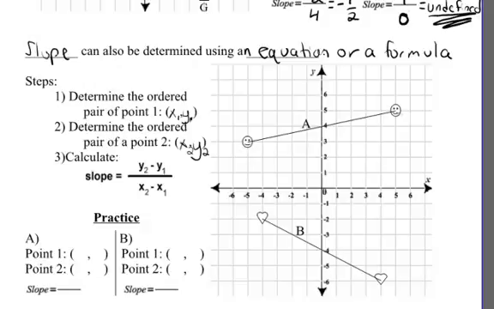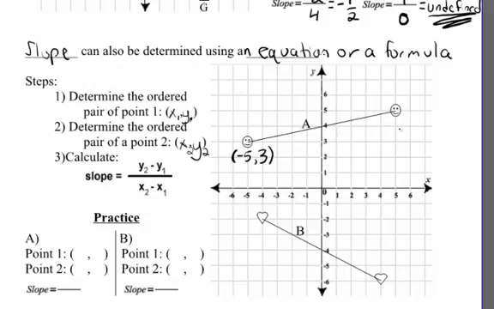For practice A, we're going to use this line segment here. And it doesn't matter which point we decide to be point 1. We can use either one. Let's try this one. Okay? So first of all, we have to find the ordered pair for this one. So it's -5, +3.